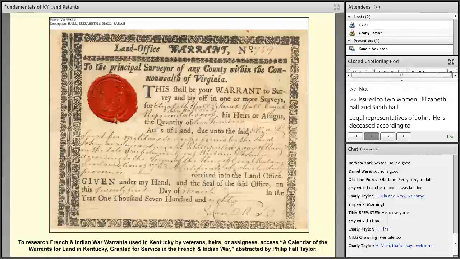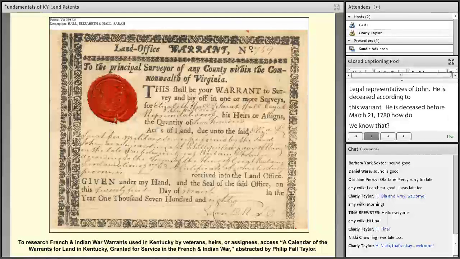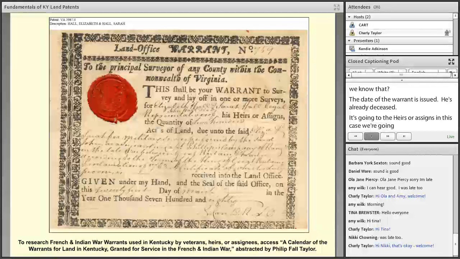How do we know that? Because it's the date of the warrant. The date the warrant is issued. He's already deceased. And it's going to the heirs or assigns. In this case, we're going to see legal representatives of John Hall. So this book is very handy in order to track the French and Indian War warrants. I would flip that warrant over, in other words, turn to the reverse side, to see if indeed they assigned that over to someone else, because that's where the assignments would be located.